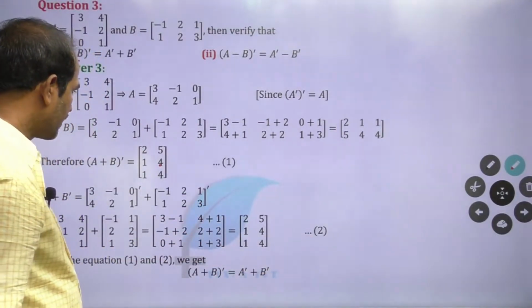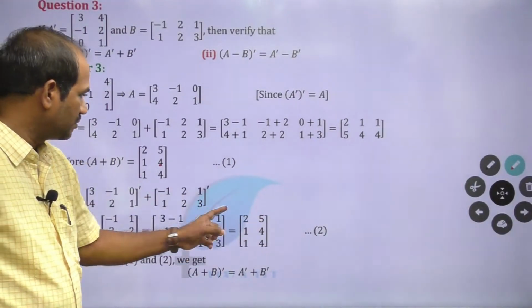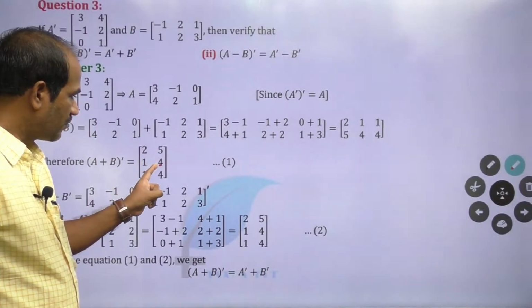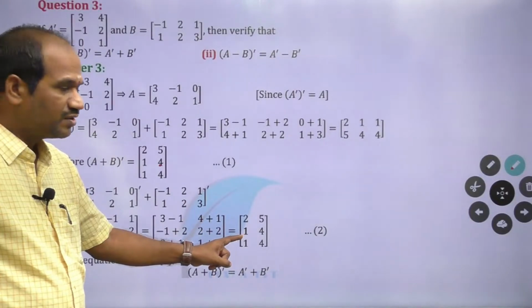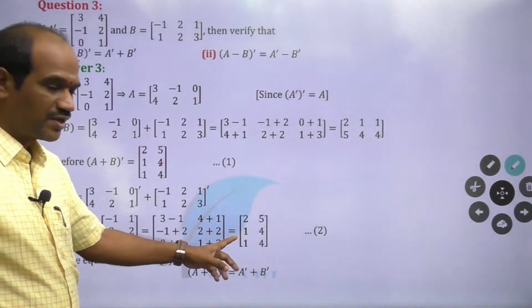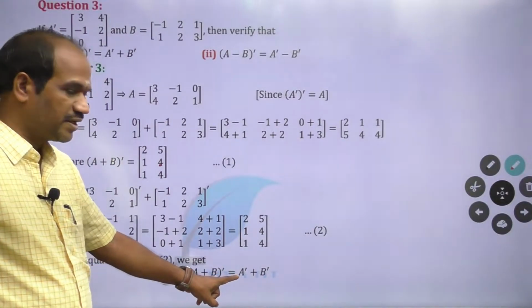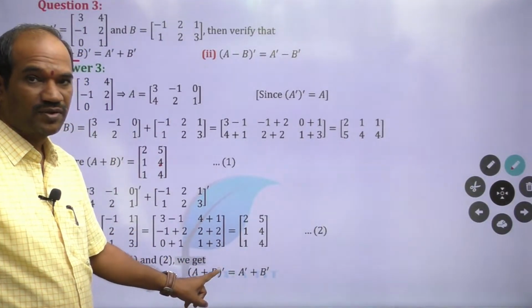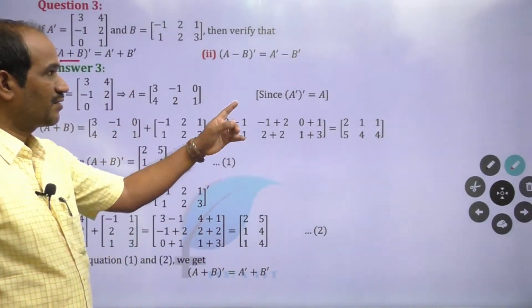Right, from equations 1 and 2, compare: 2 5 1 4 1 4. The same matrix is coming. So these two are equal. Therefore (A plus B) whole dash is equal to A dash plus B dash. The first one is finished. The second one is also the same.